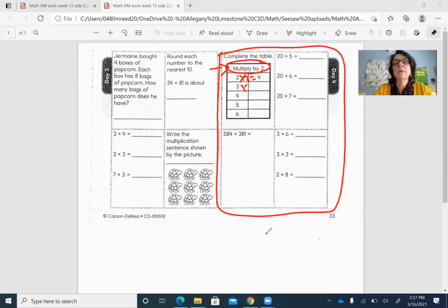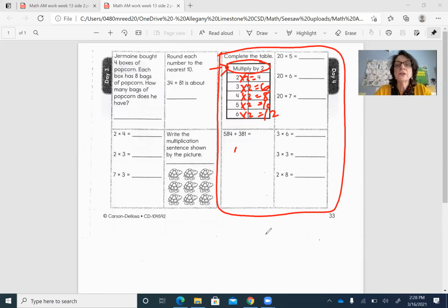So let's take 3, multiply by 2, and we get 6. 4, multiply by 2, and we get 8. 5, multiply by 2, and we get 10. And 6, multiply by 2, and we get 12. Now, I did that rather quickly. I'm hoping you all know your 2s pretty well. And remember, when you multiply by 2, you're just thinking doubles. So 6 plus 6 is 12, 5 plus 5 is 10, 4 plus 4 is 8, 3 plus 3 is 6, and so on.